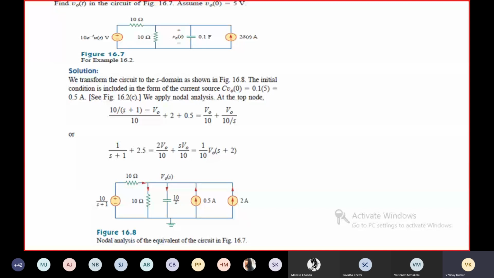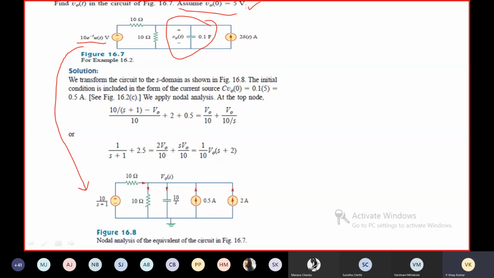Find V naught of t in a circuit, assuming V naught of 0 is 5 volts. Initial value is given. So now in S domain, 10 into e power minus t u of t means, what is this voltage in S domain? 10 by S plus 1.